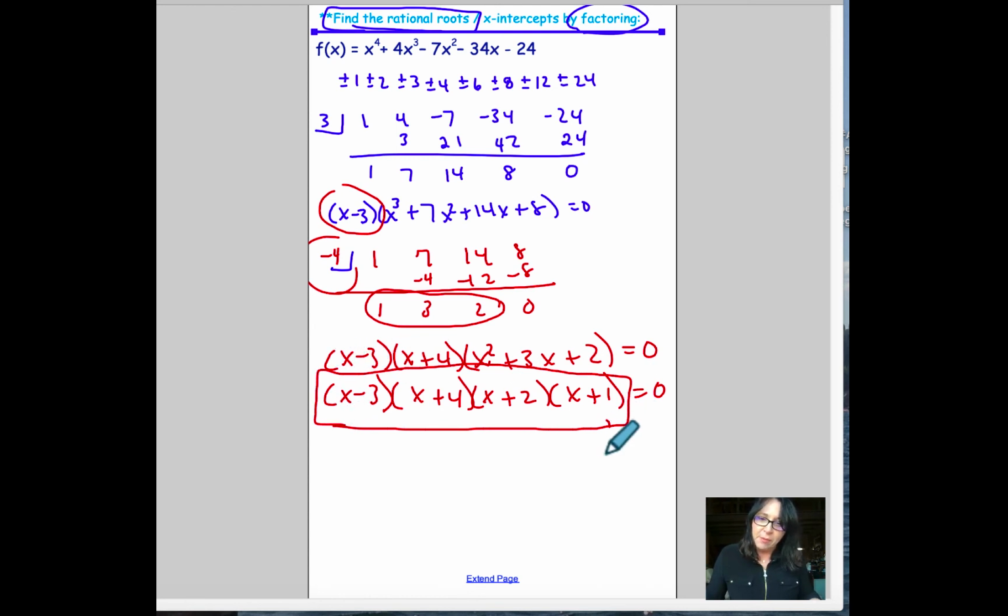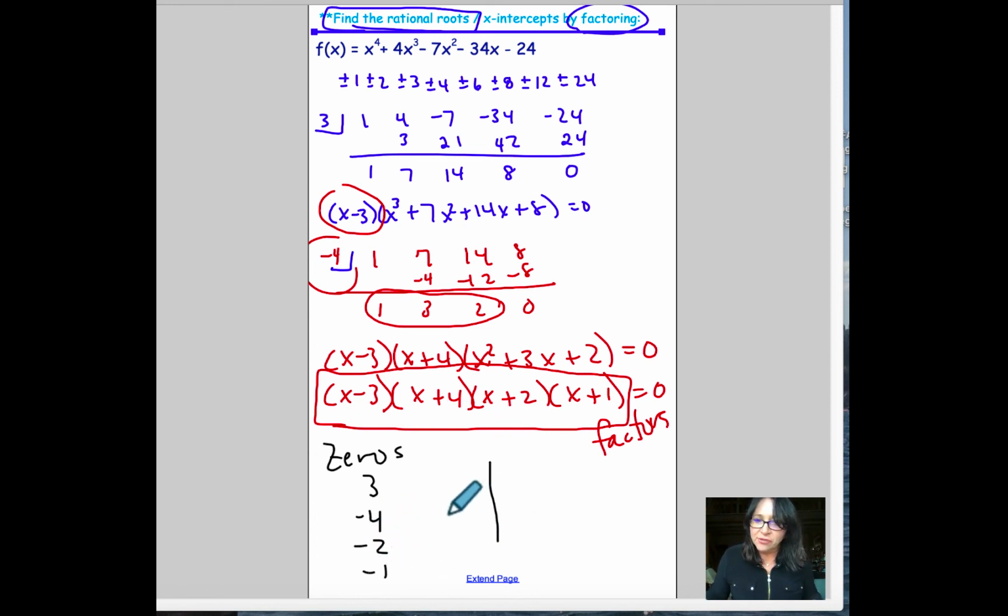So if they ask me what my factors are, you write them in parenthesis form. But if they ask me what my zeros are, you don't write those in factored form. You write what the zeros are. Your zeros are 3, -4, -2, and -1.